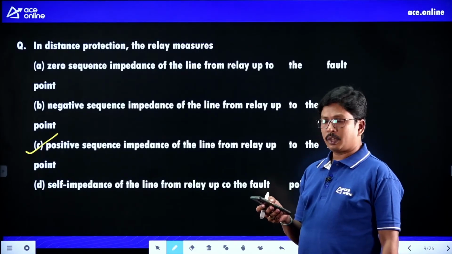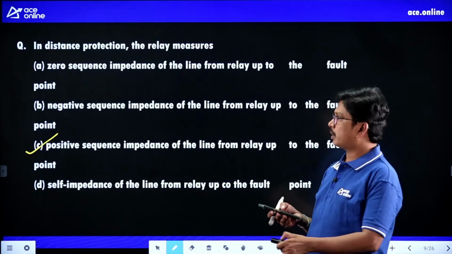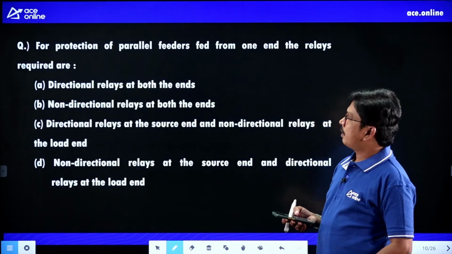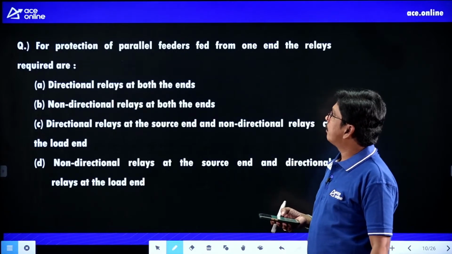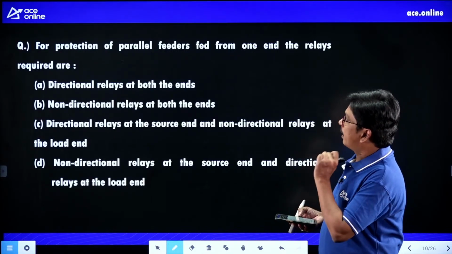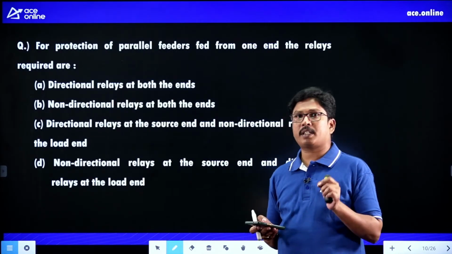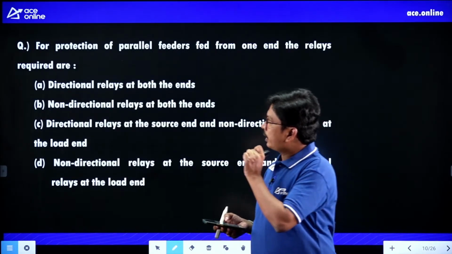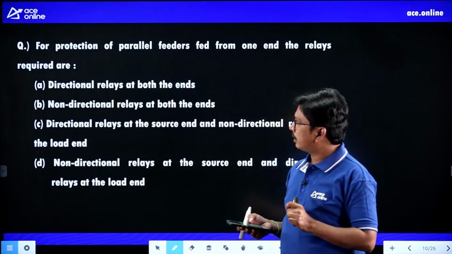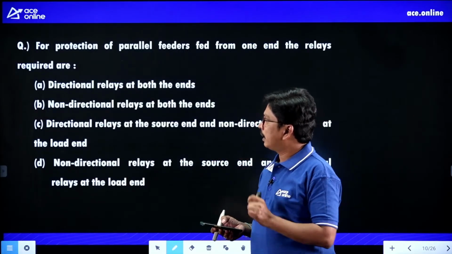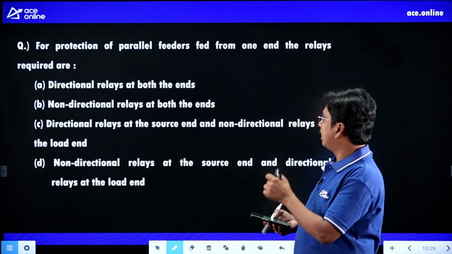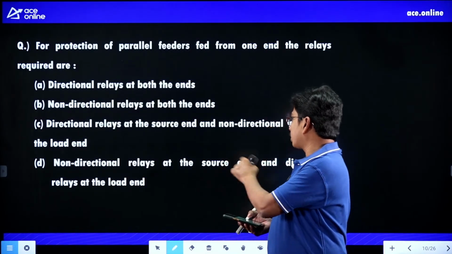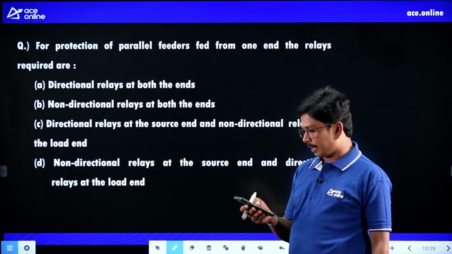Right. So shall we go for the next question? Just see the next question here. For protection of parallel feeders fed from one end, the relays required are: directional relays at both ends, non-directional relays at both ends, directional relays at the source and non-directional relays at the load end, or non-directional relays at the source end and directional relays at the load end.